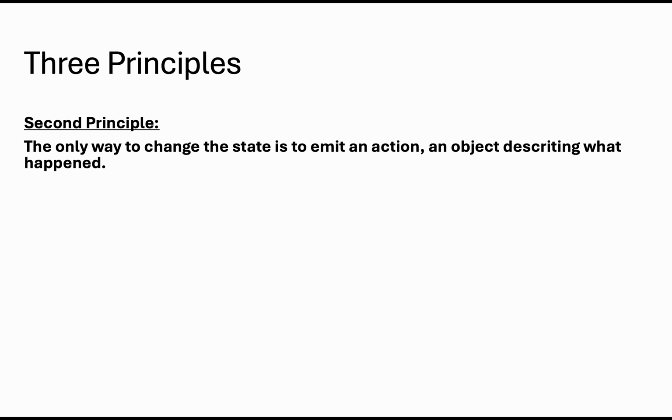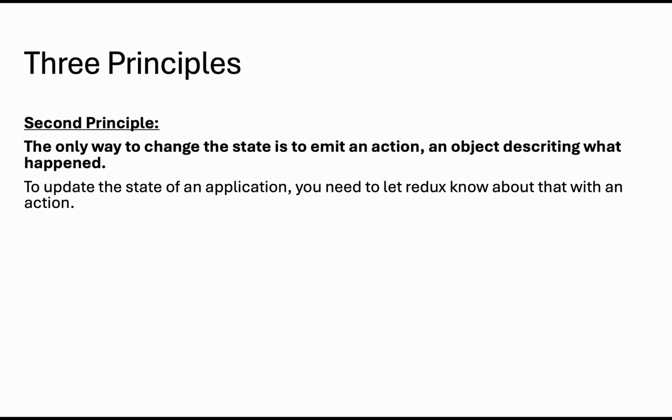The second principle says that the only way to change the state is to emit an action, an object describing what happened. You cannot update the state directly. In Redux, it's not allowed to update the state directly. To update the state of an application, you need to let Redux know about that with an action: what you want to update and how you will be updating it.